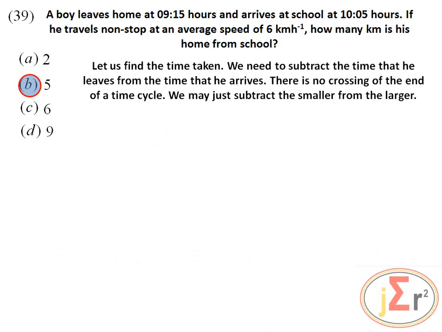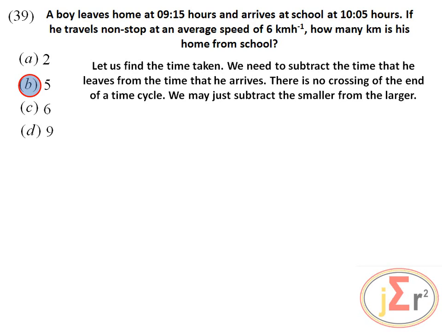Let us find the time taken. We need to subtract the time that he leaves from the time that he arrives. So we need to find the time taken first, in order that we may multiply that time by the speed. There is no crossing of the end of a time cycle, therefore we do not get to midnight, so we have no difficulty. There is no crossing from midnight to another day, so we have no difficulty.